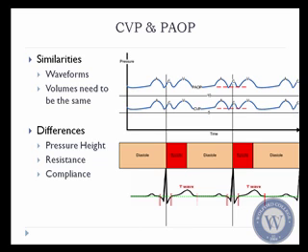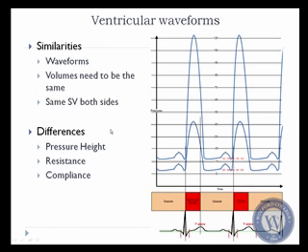As a consequence, normally the P occlusion pressure tends to be higher than CVP. The resistances are different, and the compliances are different, and the pressure heights are different. Okay. The ventricular waveforms are, again, very similar. They still have the atrial contraction phase in both of them, and you'll see that one large ventricular contraction phase, but no dicrotic notch.